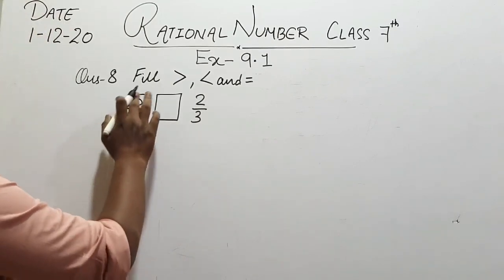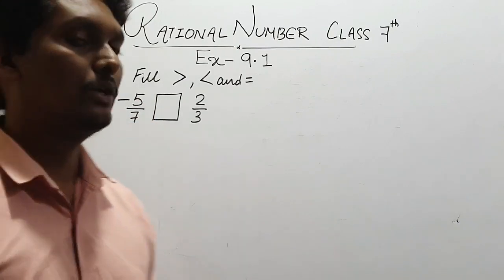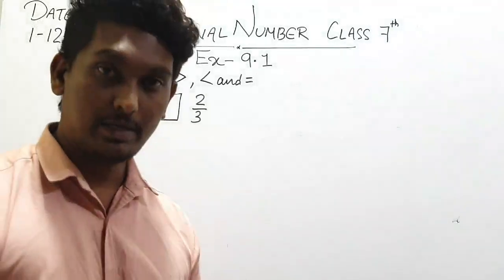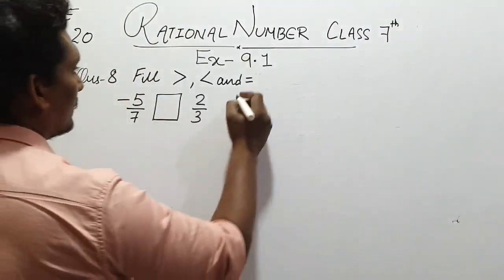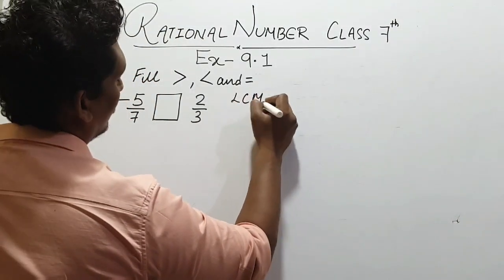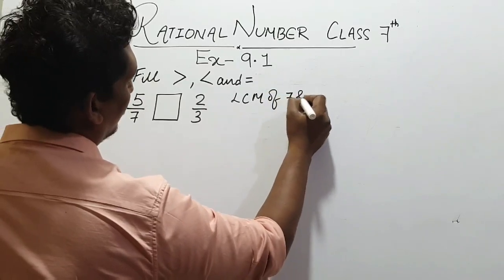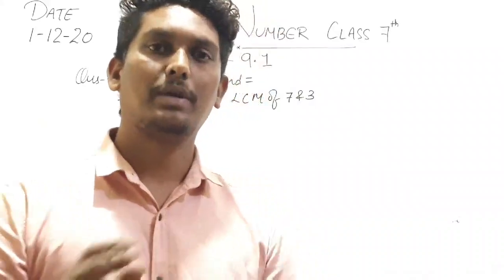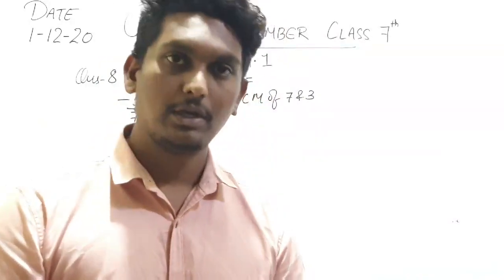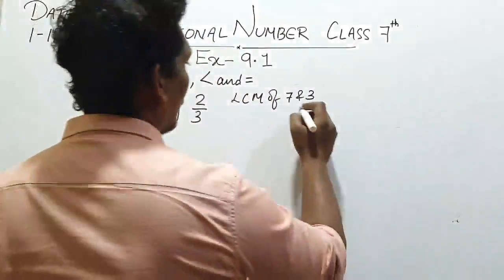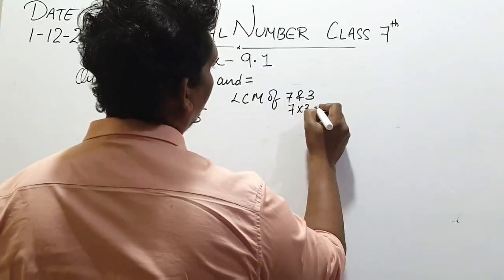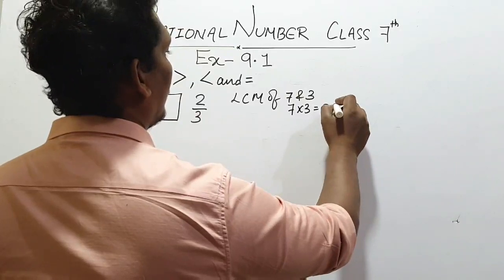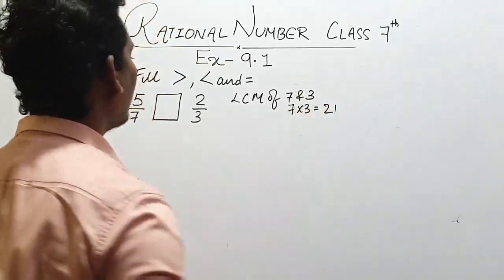So here minus 5 by 7 and 2 by 3 is given, right? So here we are going to find the LCM. So LCM of 7 and 3. See, 7 and 3 both are different numbers, both are coming in different tables. So just multiply directly, okay? So 7 into 3, that is 21, okay? 7 3s are 21.